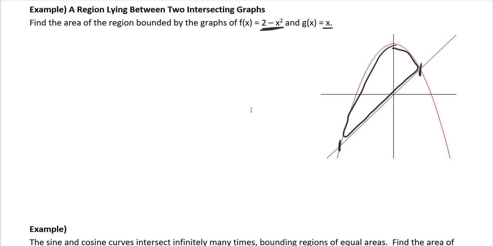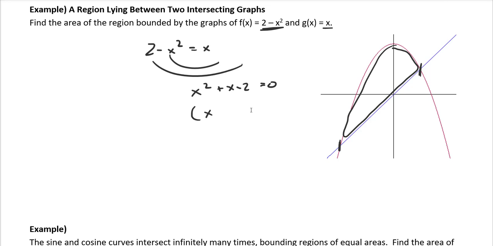So what I have to do is set them equal to each other. So 2 minus x squared equals x, and I have to solve. All right, I'm going to bring this over and bring that over. So I get x squared plus x minus 2 equals 0. This is going to be x plus 2, x minus 1 equals 0, x equals negative 2 and 1. So these are going to be my bounds. All right, negative 2 and positive 1.